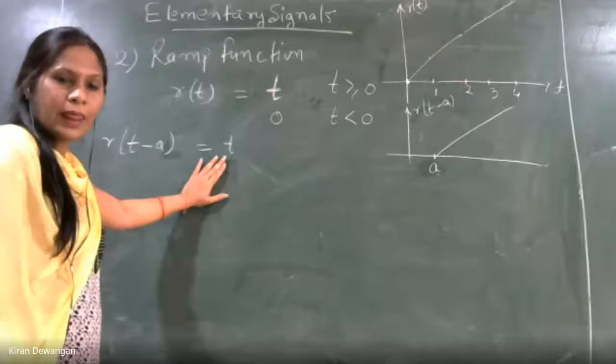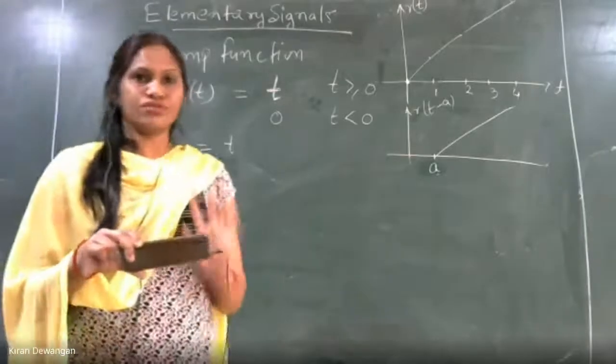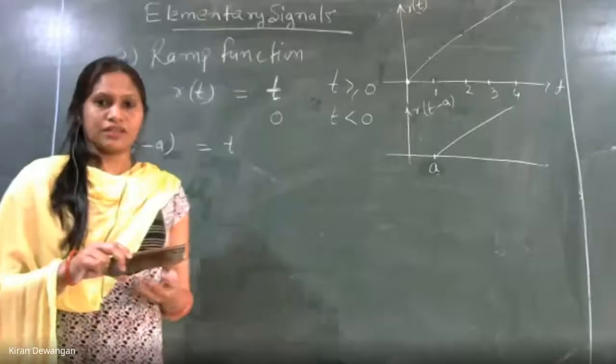Ma'am, 0 when a will be less than or equal to 0. What? 0 when a will be less than or equal to 0. That is the second condition. First condition.